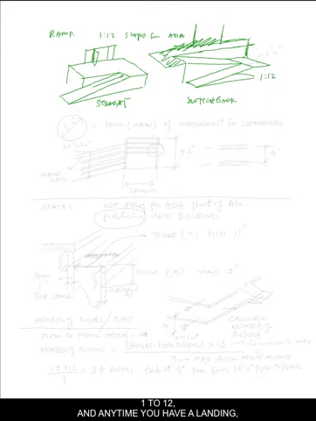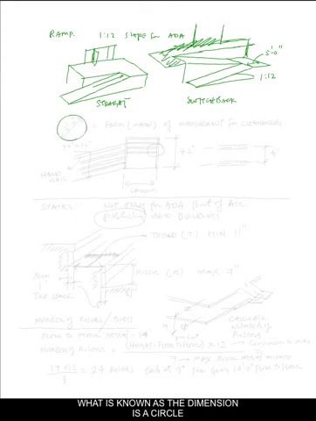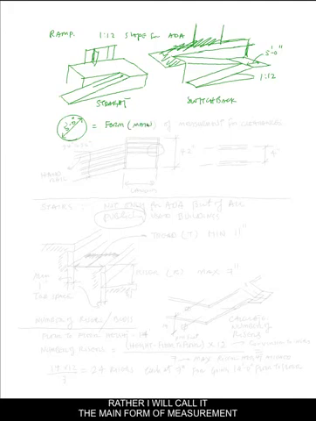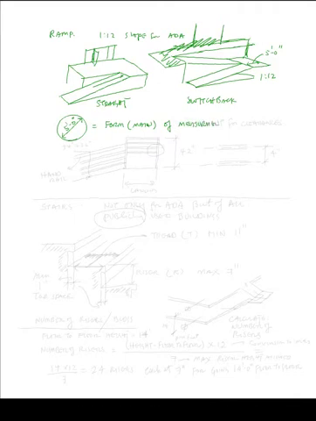And anytime you have a landing, you need to have a clear 5 feet in front of the ramp for the wheelchair to turn around. What is known as the dimension is a circle with the diameter of 5 feet. This is the form of, or rather I would call it the main form of measurement for clearances for ADA.